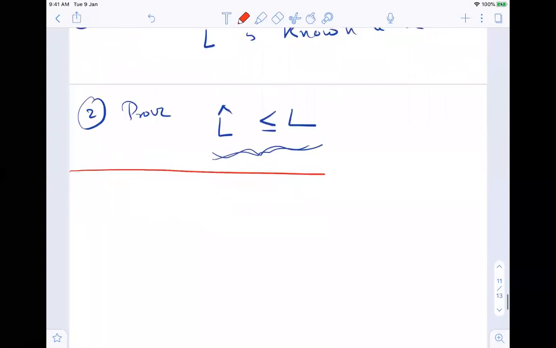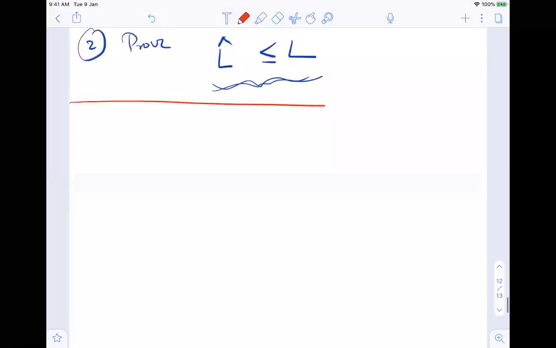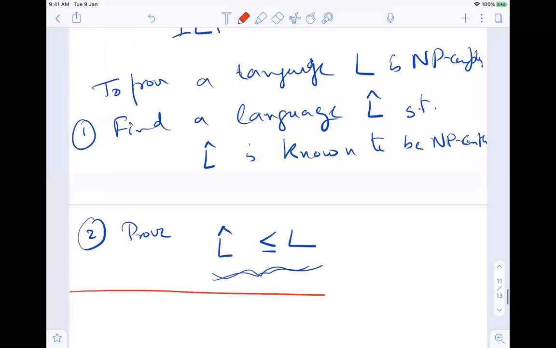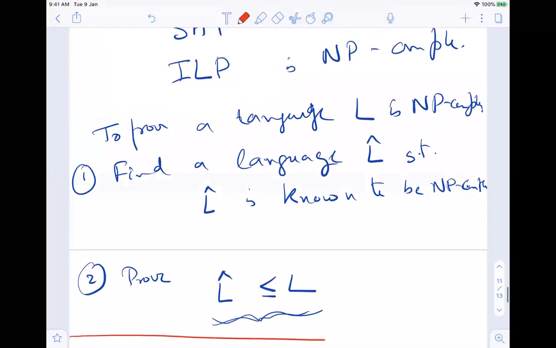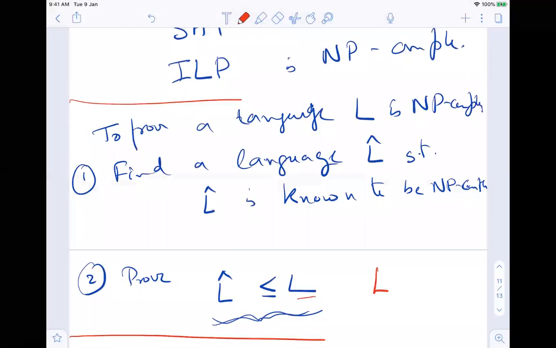Sir, to prove a language L is NP complete, will these two steps imply that it is NP hard? Good, right. You also have to prove that L is in NP. So the first two steps will prove that L is NP hard, and the third step is to prove L is in NP.